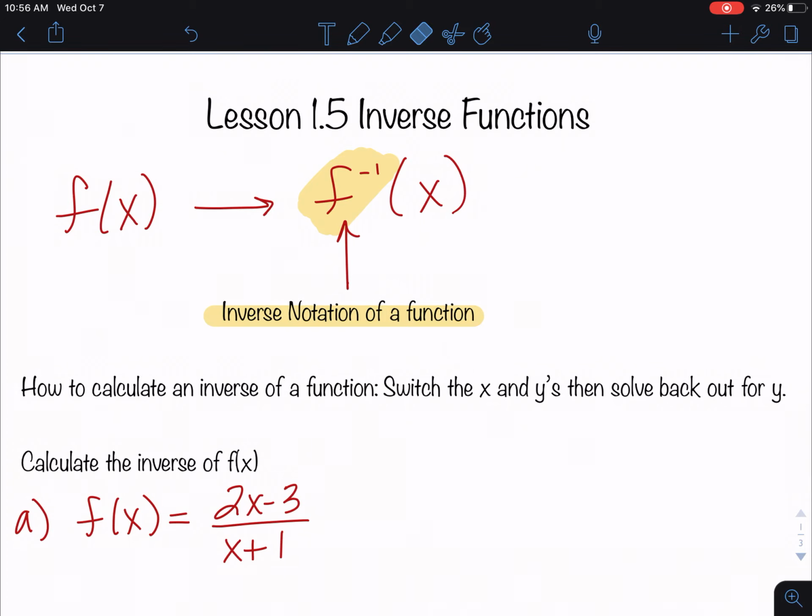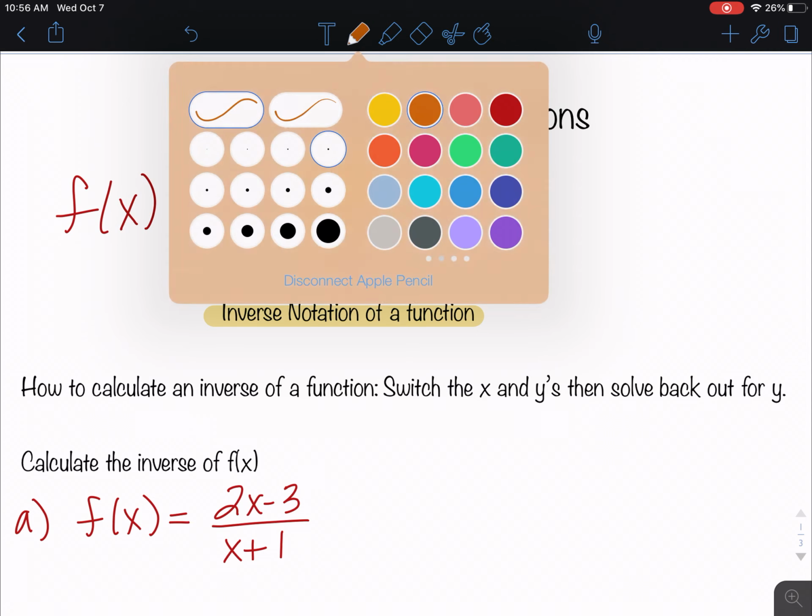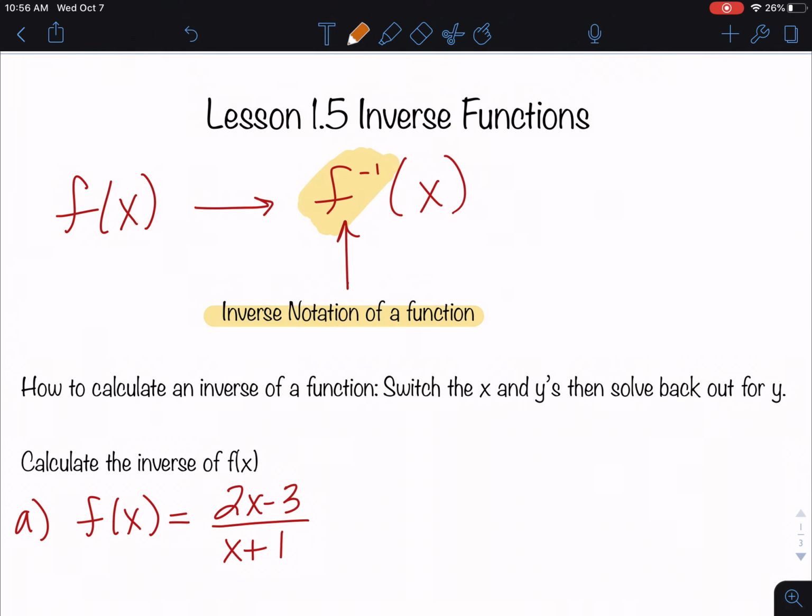We can calculate inverse functions just as we can calculate the inverse of numbers or fractions. As you remember, calculating the inverse of a fraction would be the reciprocal. So, for example, the inverse or reciprocal of 2/3 is 3/2. What happens when we multiply those two is that we get a value that is equal to 1.